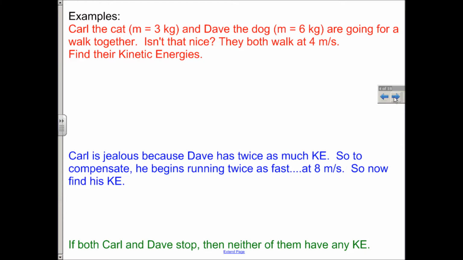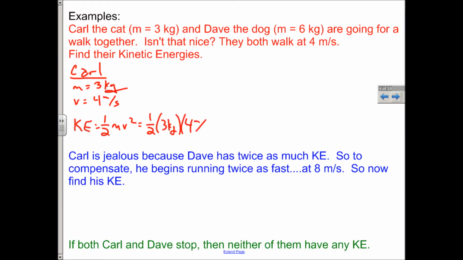All right, so here we go. For Carl, he's got a mass of 3 kilograms and a velocity of 4 meters a second. So to find his kinetic energy, I'm going to do 1/2 times his mass times his velocity squared. So you get 1/2 of 3 kilograms times 4 meters a second squared. 4 meters a second squared is 16. 1/2 of 3 is 1.5. 1.5 times 16 gives you 24, and the units are kilogram meters squared per second squared.